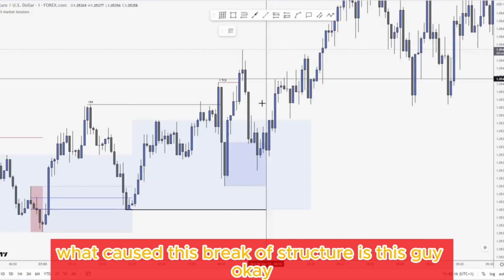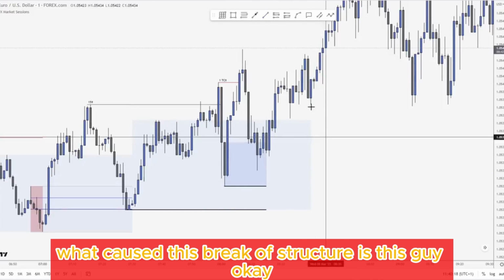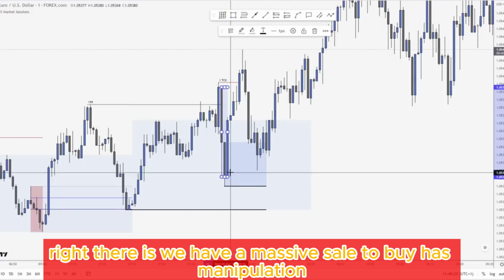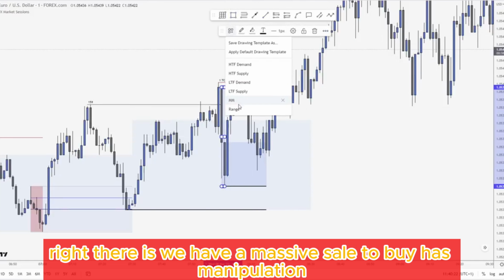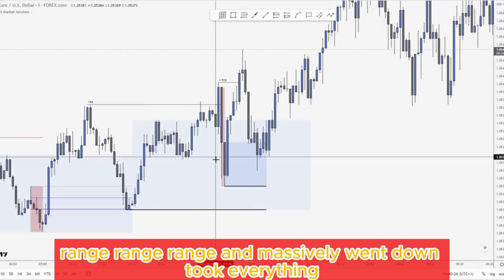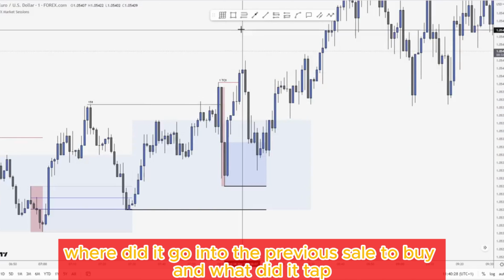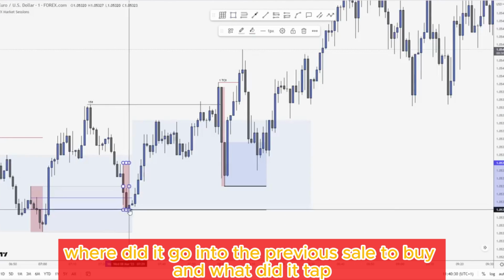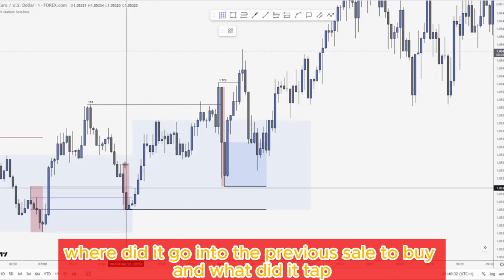What caused this break of structure? It's this guy, okay? What we have actually right there is a massive sell to buy as manipulation. What did that do? Range, and massively went down, took everything. Where did it go? Into the previous sell to buy. And what did it tap?